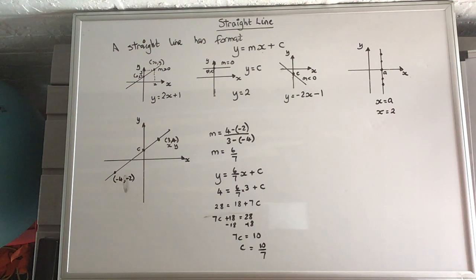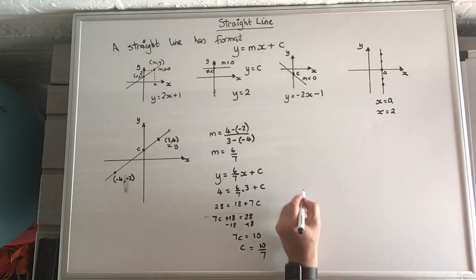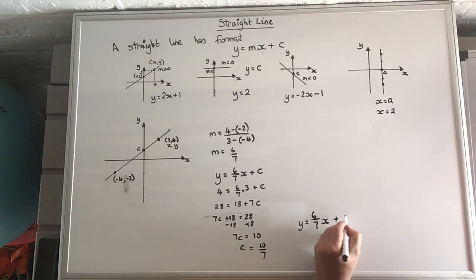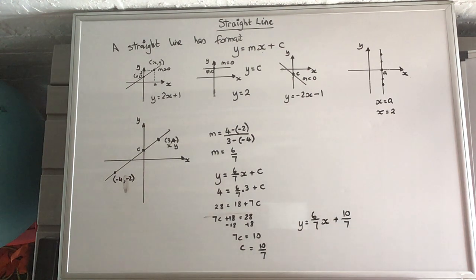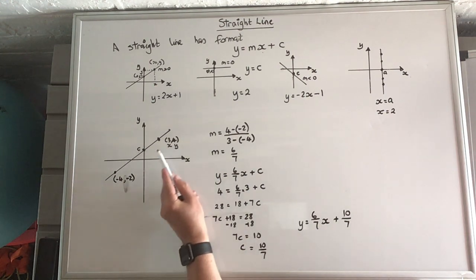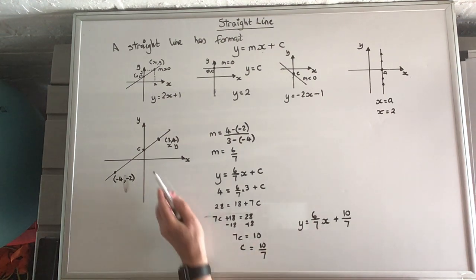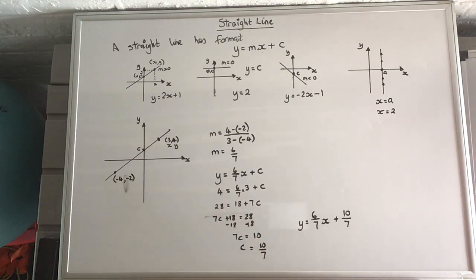So our final answer for the equation is a rather complicated one. I'll just write it over here. y equals the gradient, which is 6 over 7 x plus 10 over 7. Now let's just double check to make sure that's right. It needs to be a positive gradient. Yeah, it seems a positive gradient, and a positive y-intercept because it's above the x-axis. Yeah, that seems reasonable as well. So our answer seems reasonable.